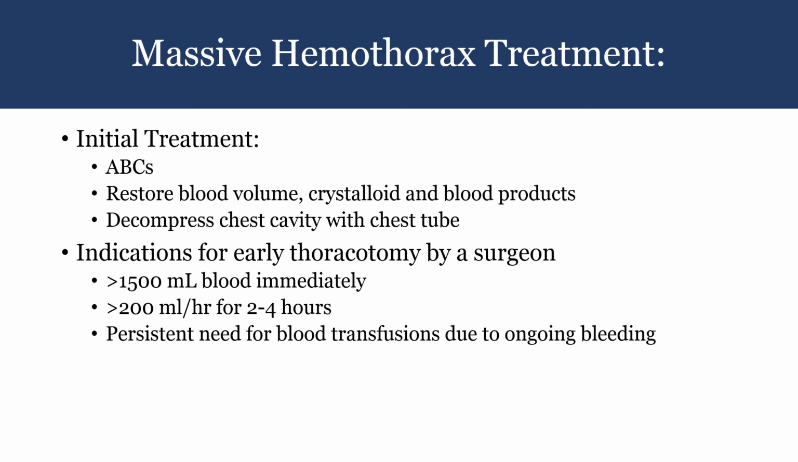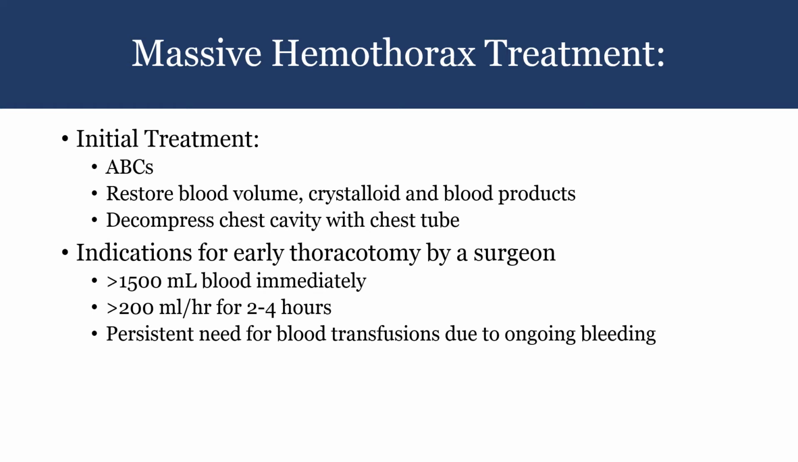Sometimes, most of the time, the chest tube is sufficient, but as we had said, in about 15 to 30% of patients, we may require operative intervention. And so these are some of the indications for early thoracotomy by a surgeon. One is that if you put a chest tube and you drain more than 1,500 mils of blood immediately, then you know you might require an early thoracotomy by a thoracic surgeon.